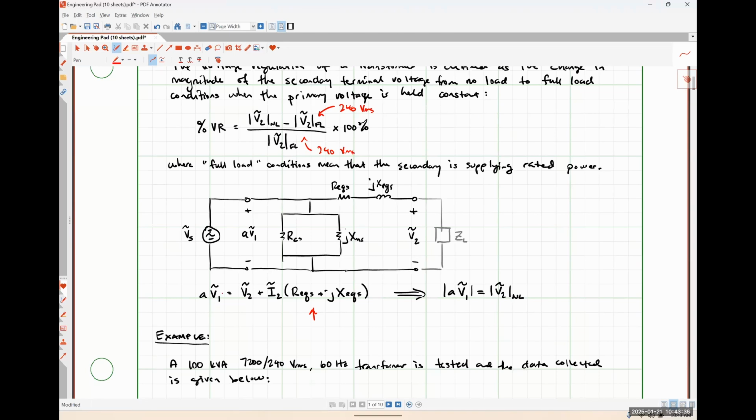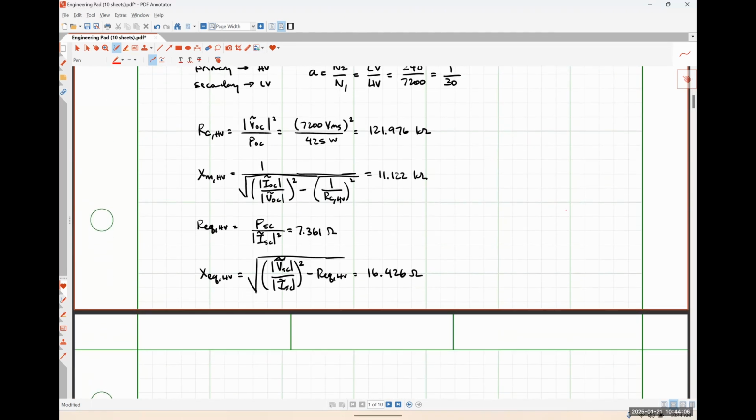So in order for us to figure out V2 no load, we need to know what V2 is under the conditions, I2, REQS, and XEQS, right? So REQS is the equivalent resistance on the secondary side. XEQS is the equivalent reactance on the secondary side. So realistically, we need to convert these over to the secondary side, okay? We don't really need to worry about the RC and the XM because they're not showing up in any of the relations that we're interested in, right?